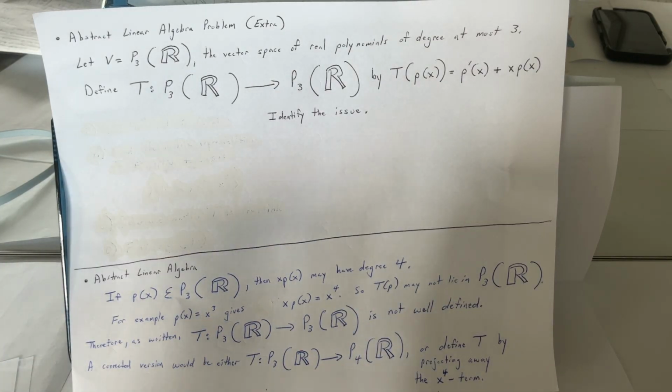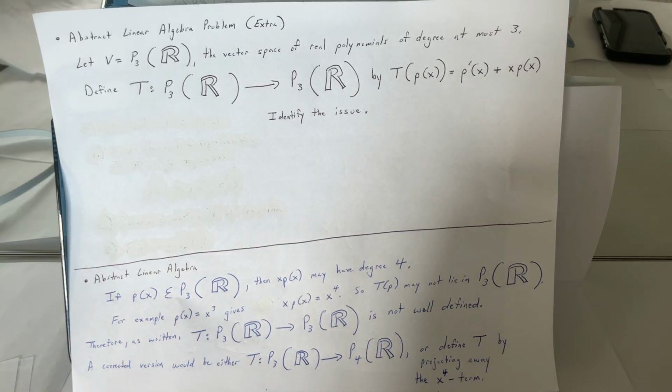A corrected version would be either T from P3 of R to P4 of R, or define T by projecting away the x to the 4th term. All right, so that's all for this. I just went over this rather quickly so you have it as a reference. Hopefully it could be used as extra practice for your linear algebra or just for fun.